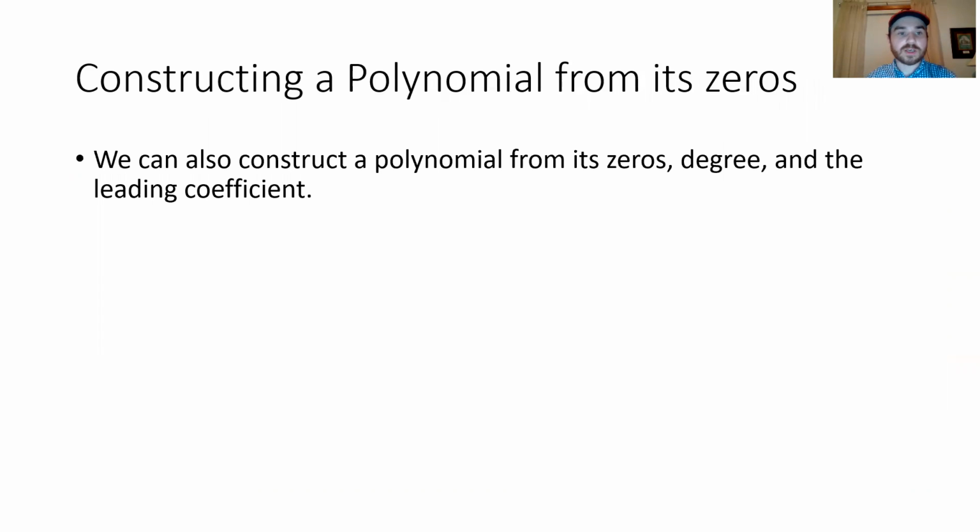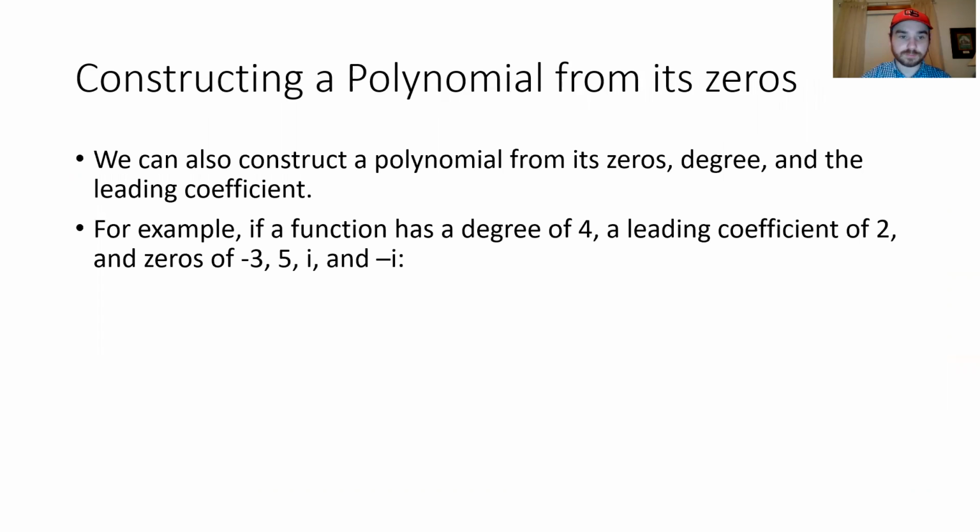This is where it gets a little bit trickier. We can actually backwards construct a polynomial from its zeros, the degree, and the leading coefficient. For example, if a function has a degree of 4, a leading coefficient of 2, and zeros of -3, 5, i, and negative i, we can construct a function based on all of this. So first of all, we have a leading coefficient of 2. That's going to be our first part.